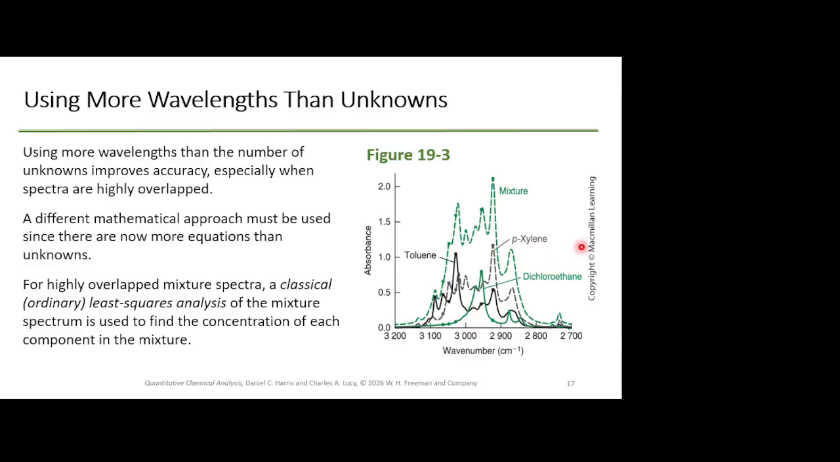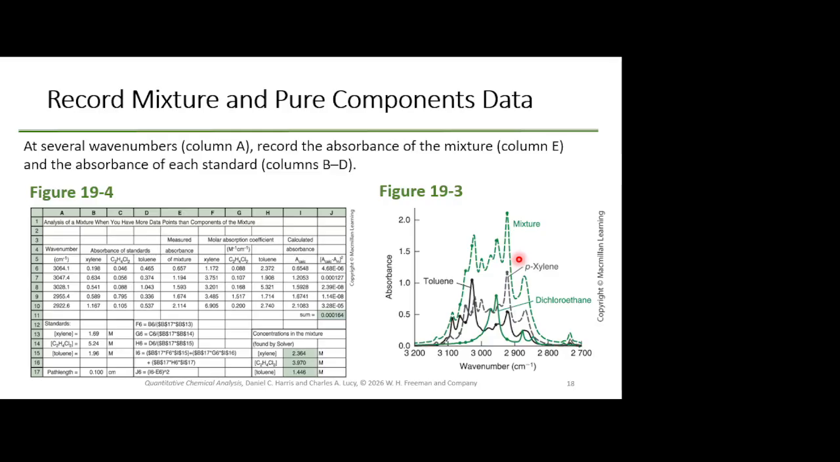Right here we have a mixture of p-xylene, toluene, and dichloroethane. The dichloroethane is the solid green. The mixture is the dotted green. And you see it's a fairly complex combination, isn't it? Everybody see it okay? But we have lots of bands to take. Some of them are actually pretty decent bands, right? And so we can take those bands.